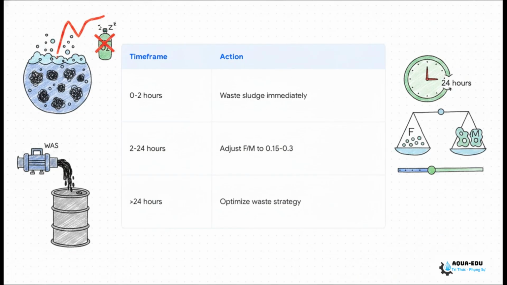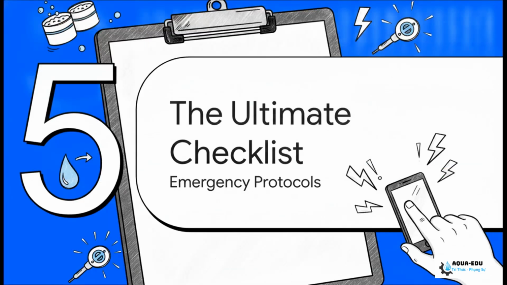And hey, if your MLSS is creeping up way too high, say pushing over 4 or 5,000 milligrams per liter, that sludge is just hogging all the oxygen. Start wasting that sludge immediately through the WAS pumps to drop the demand and give the system some breathing room. Over the next 24 hours, gently dial your food to microorganism ratio back into that sweet spot, right around 0.15 to 0.3.